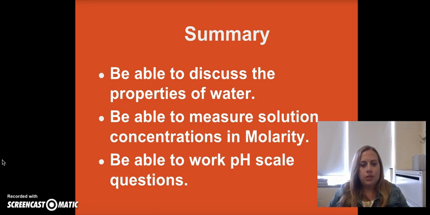All right, so your summary for Chapter 3. You guys should be able to discuss the properties of water. You should be able to measure solution concentrations in molarity. And you should also be able to work questions based on the pH scale.